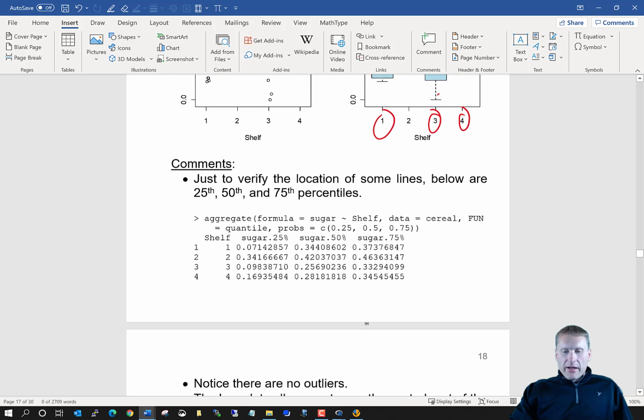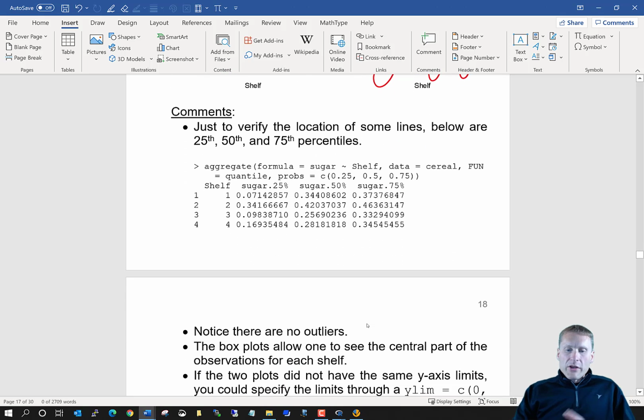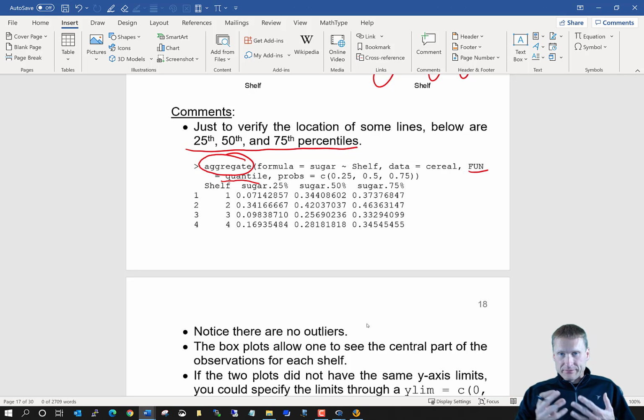Let's see here. So I have some comments. What you can do on your own is take a look at these 25th, 50th, and 75th percentiles. I found them quickly using the aggregate function, which we've seen previously. Notice how the function I'm using is the quantile function. And since with the quantile function I need to specify which quantiles I want, I can also add a corresponding argument, probs, for that.